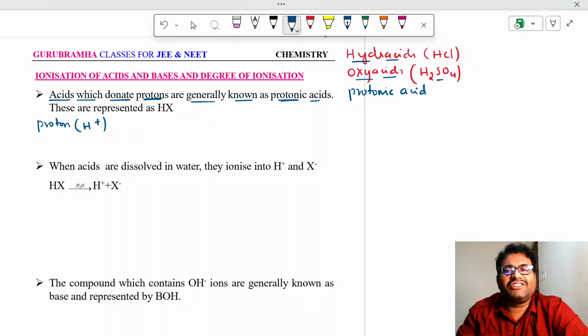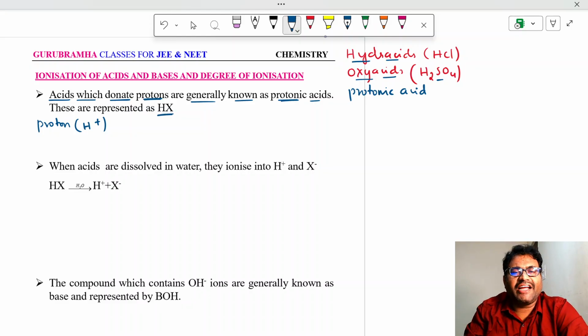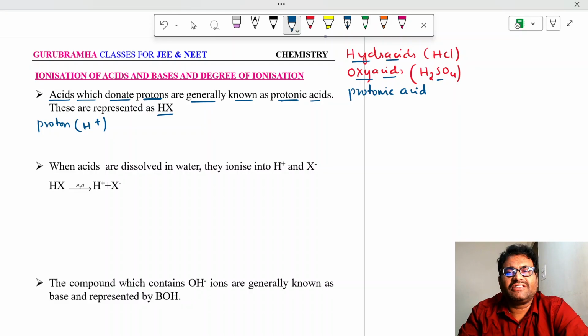So these hydra acids and oxy acids, as they contain protons and can donate or release protons in a solvent, are called protonic acids. Hydra acids are represented as HX. Oxy acids contain an electronegative element, oxygen and hydrogen.